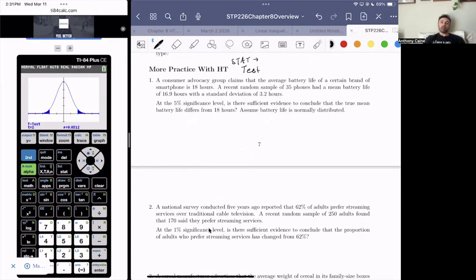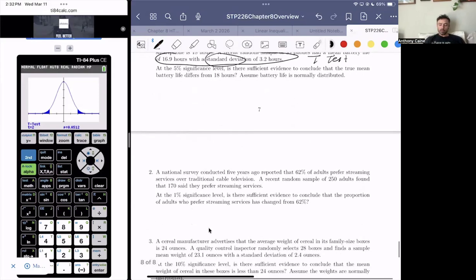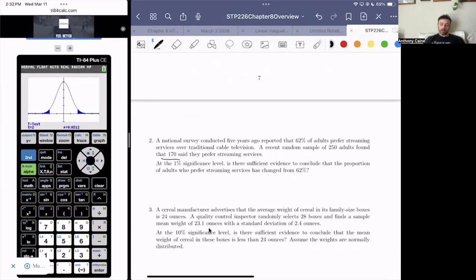Just more practice with, can you suss out when is it a t-test, when is it a 1 prop z-test? A good giveaway for a t-test: they'll talk about some standard deviation. You don't need a standard deviation for a 1 prop z-test. So if you read this problem, there's no mention of standard deviation because the standard deviation is this square root of p times 1 minus p.